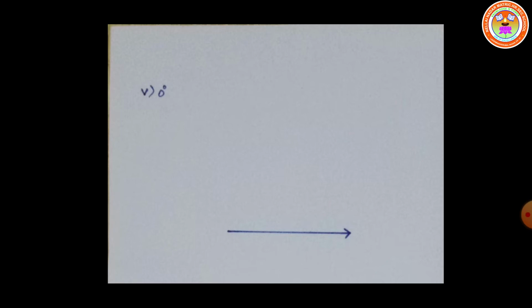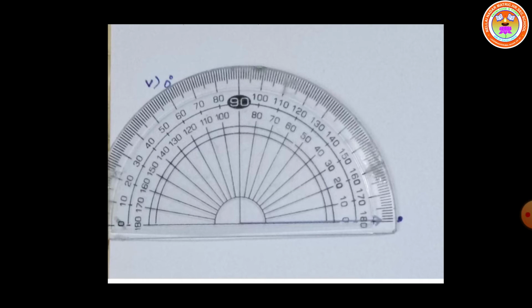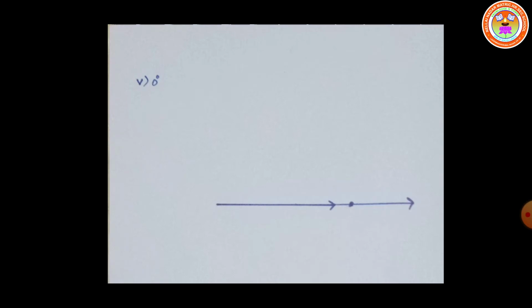Then keep the center of the protractor at the starting point of this ray. See, 0 degree means the same only. So mark the 0 degree in the inner scale reading. Then join by another ray. Angle between these two rays is 0 degree. We cannot mark the angle as 0 degree, so just leave that like this. The angle between these two rays is 0 degree.